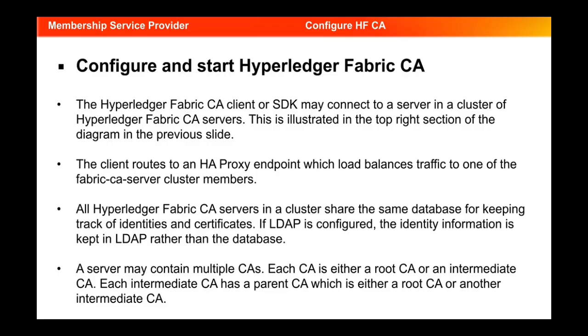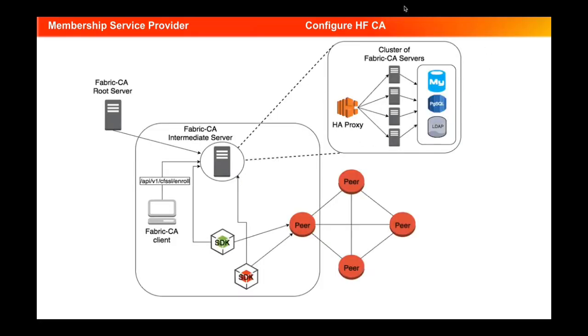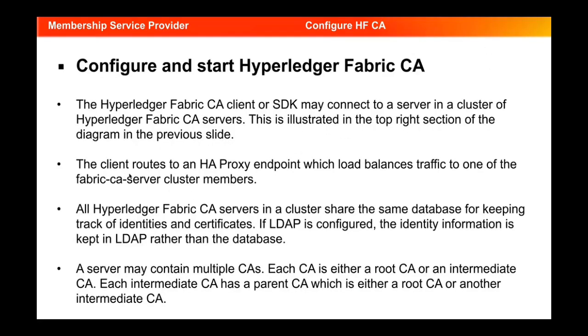This is just the explanation I have given before, with more detailed information on how and why this high availability proxy endpoint is needed. To glance through these points, the Hyperledger Fabric CA client or SDK may connect to a server in a cluster of Hyperledger Fabric CA servers. This is illustrated in the top right section of the diagram in the previous slide. Next, the client routes to a high availability proxy endpoint which load balances the traffic to one of the Fabric CA server cluster members.